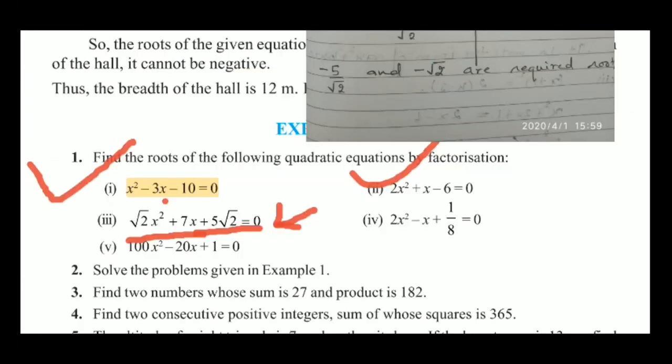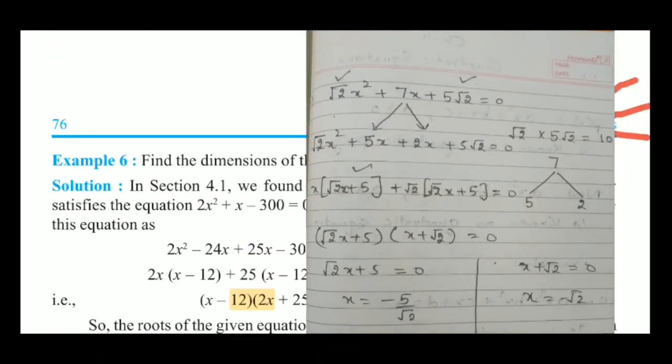Students, after solving the first part of the first question, now I am going to solve the third part of the first question. The statement of this question is under root 2 x square plus 7x plus 5 under root 2 equals 0. See its solution. Once again, the statement of the question is under root 2 x square plus 7x plus 5 under root 2 equals 0.